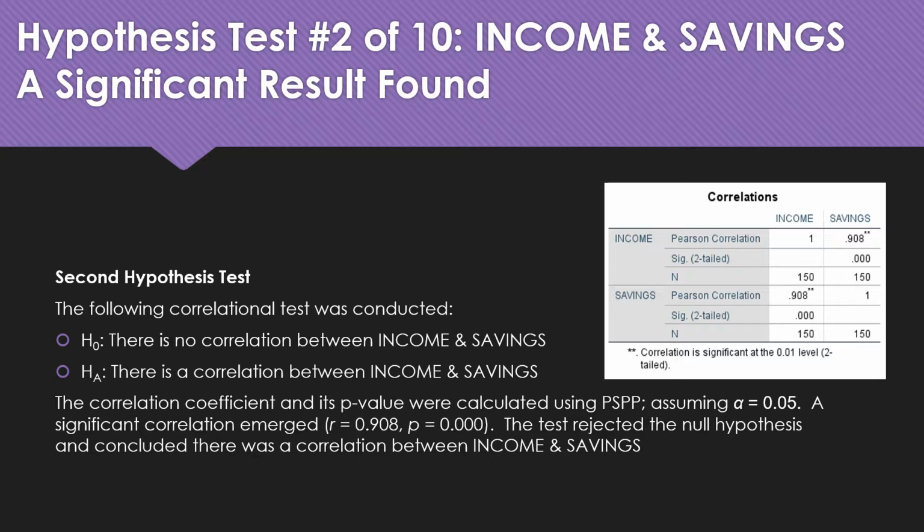Assuming alpha was equal to 0.05, a significant correlation emerged between the correlation coefficient, which was equal to 0.908, and the p-value, which was basically equal to 0. The test rejected the null hypothesis and concluded there was a correlation between income and savings.